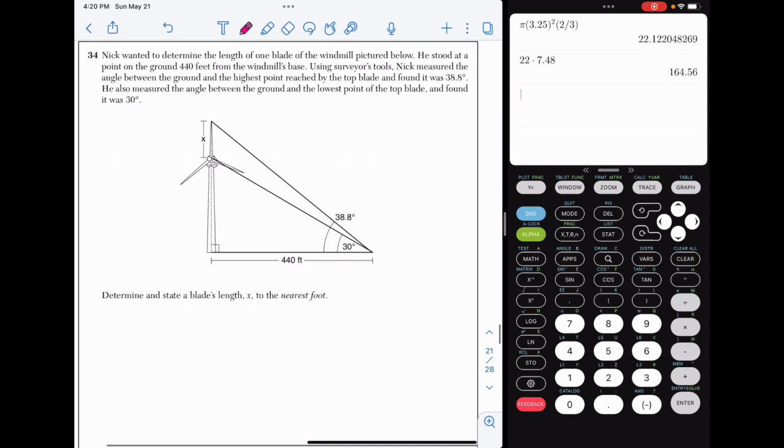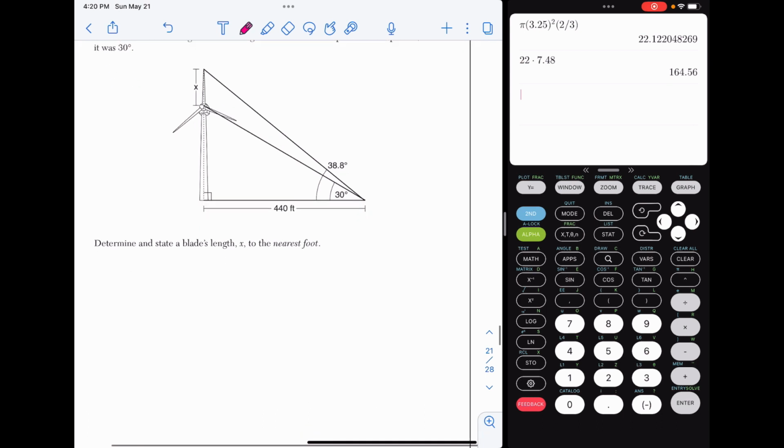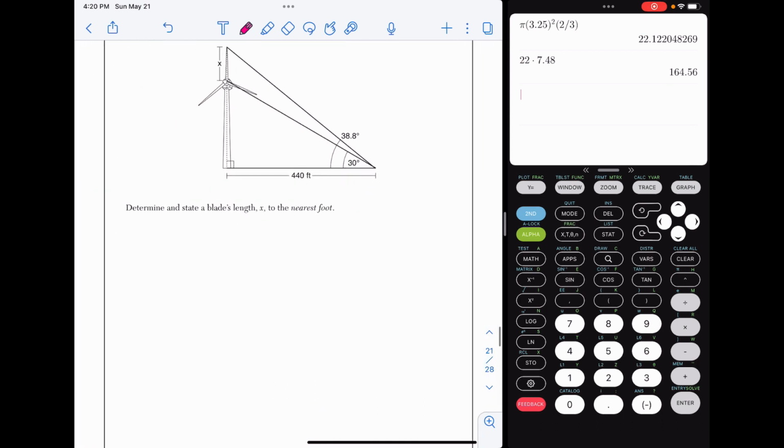34. Nick wanted to determine the length of one blade of the windmill pictured below. He stood at a point 440 feet on the ground from the windmill's base. Using surveyor's tools, he measured the angle between the ground and the highest point by the top blade and found it was 38.8. He also measured the angle between the ground and the lowest point of the blade, found it was 30. Determine and state the blade's length to the nearest foot. This is what I call a double trig question.